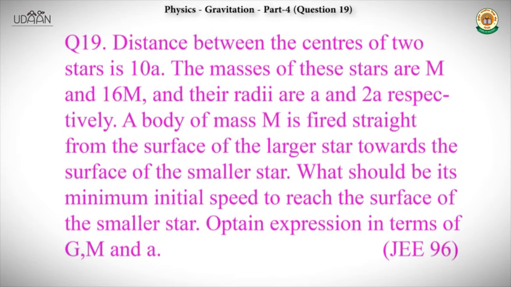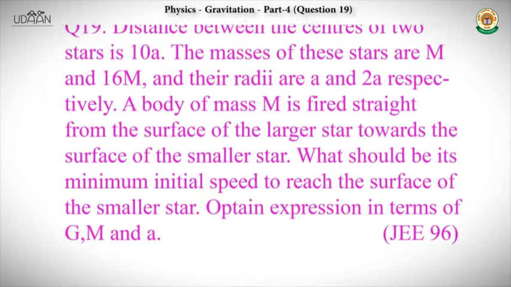So in question number 19, we have been given the distance between the centers of two stars, which is 10a. The masses of these stars are m and 16m, and their radii are a and 2a respectively. A body of mass m is fired straight from the surface of the larger star towards the surface of the smaller star. What should be its minimum initial speed to reach the surface of the smaller star? Obtain an expression in terms of G, m, and a.